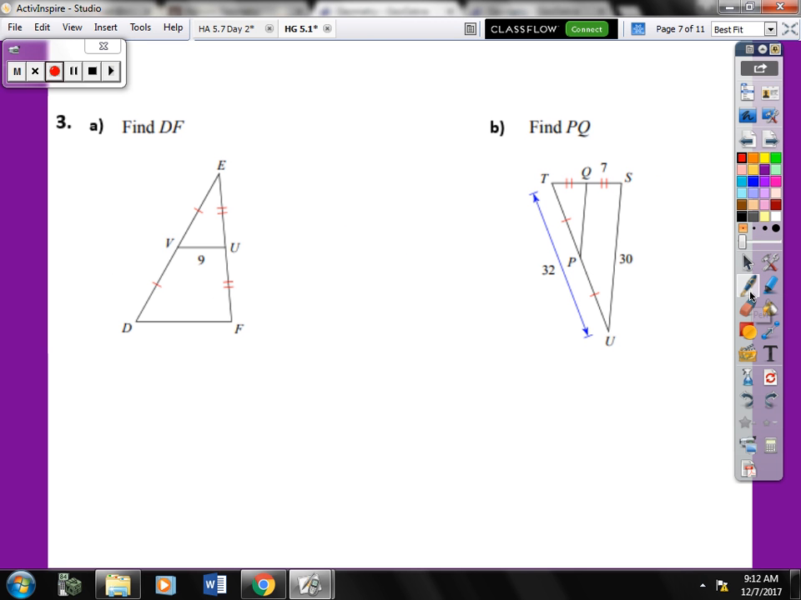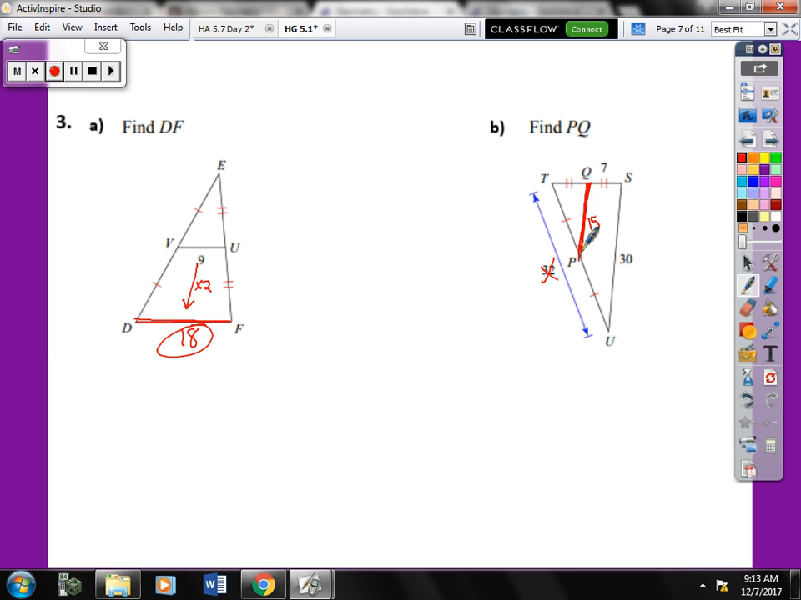Well, I should say these two. Find the length of DF. What would it have to be? 18. Remember, you double to find the third side. Now, if I give you the third side, we want to find what is the length of PQ. What would that have to be, Justin? 15. 30 divided by 2 is 15. This 32 is extraneous. It's there to trick you. You don't need it.